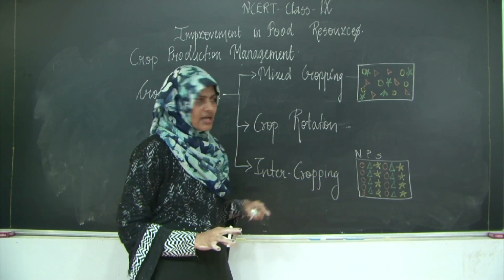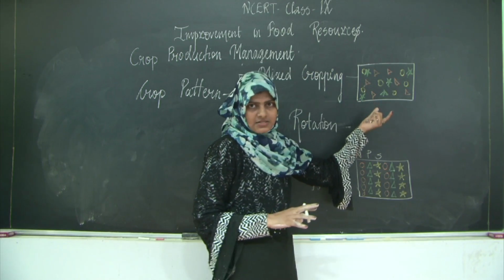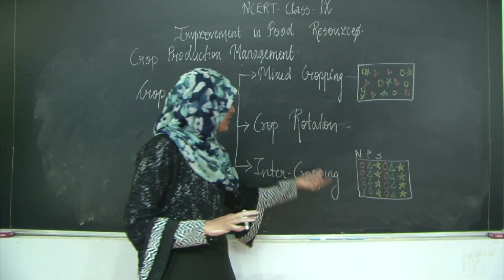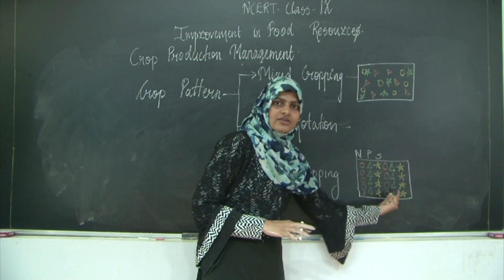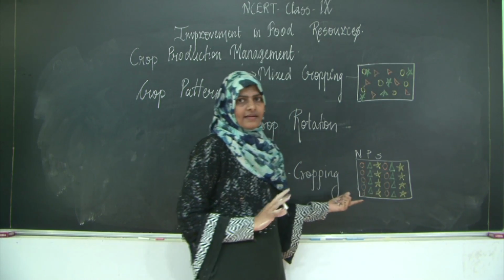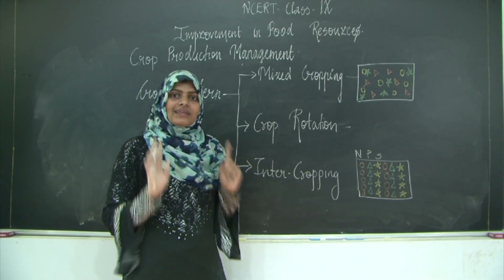Seeds are sown at the same time. But in mixed cropping, you mix the seeds, so the harvesting becomes difficult. Whereas in intercropping, you grow them in a proper pattern within the same patch of time and same patch of land. The land will also be same, the time will also be same.